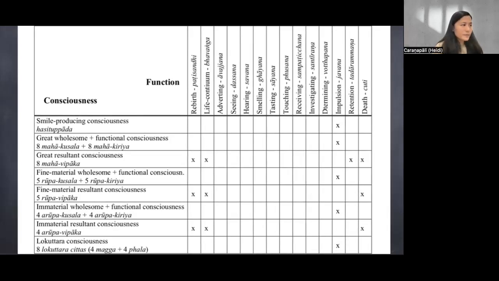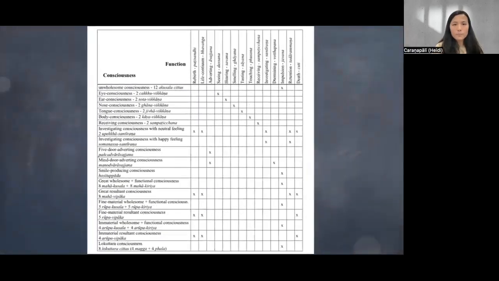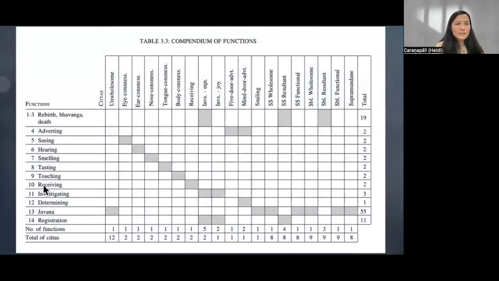Also, okay. So that's what type of cittas, all types of cittas, what kind of function they can perform. Now there is another table which is just flipped. So here is the function and here is the cittas. So it's convenient also when you want to see the rebirth, bhavanga and death function.